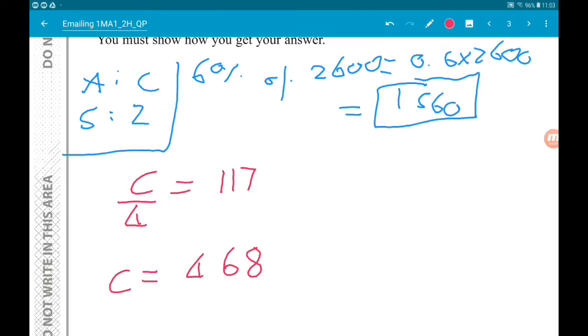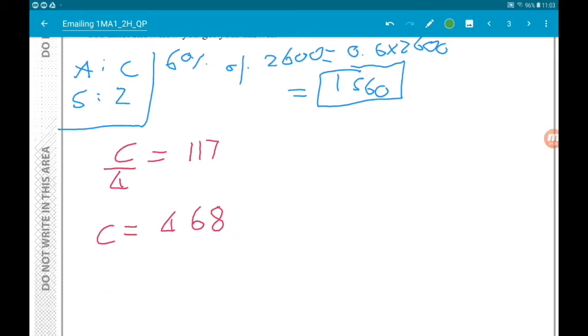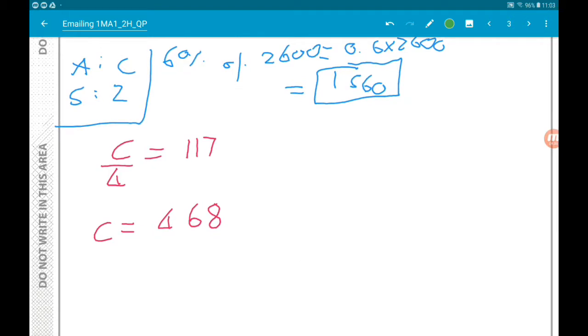So there are now a couple ways we can think about using the ratio to find the number of adults. So the way that I'm going to think about it is, altogether the ratio has 7 equal parts. 5 parts are the adults, 2 parts are the children. So the ratio has 7 equal parts.